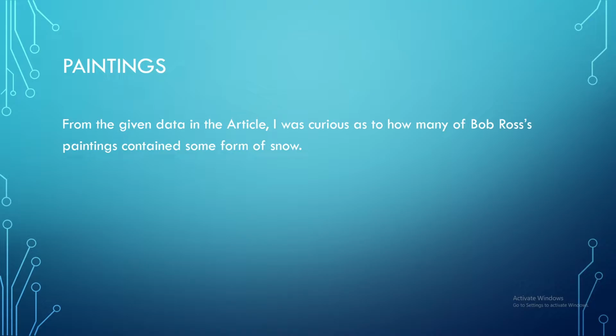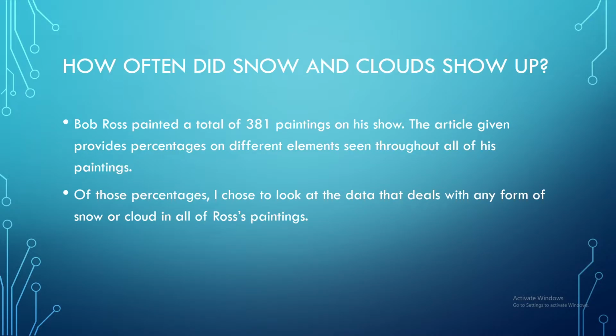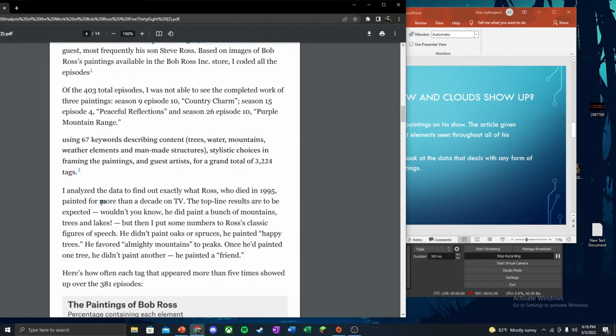And being that clouds can come in multiple forms, I decided to include all the different types of clouds, whether it be cirrus or cumulonimbus, and I also included fog as clouds. So, out of the 381 paintings that Bob Ross painted, the article was able to give us different percentages on the different elements in his paintings, which I'll pull up right here.